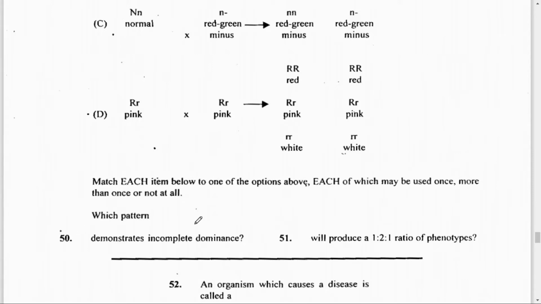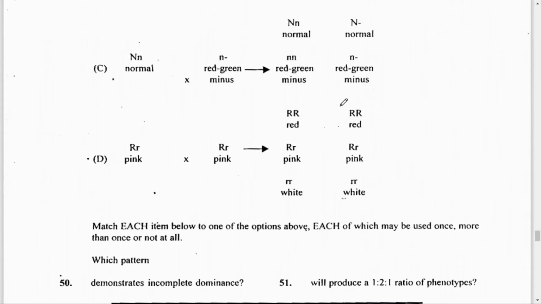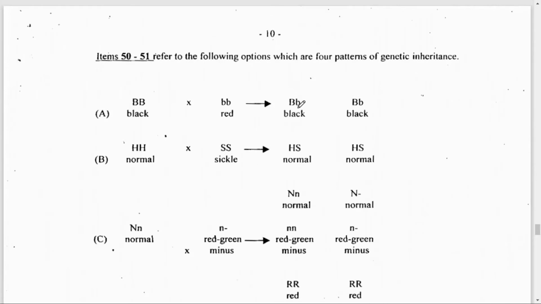Number 50, which pattern demonstrates incomplete dominance? For there to be incomplete dominance, there must be a blending of the phenotype. For example, red and white would give you pink, or black and white would give you gray, as the case may be. So that's a blending in the phenotype, and the blending is seen for the heterozygous genotype. If you look carefully, here you have a heterozygous genotype, big B, small b, and you did not get a blending in the phenotype. So that cannot be incomplete dominance, because the big B is completely dominant over the small b.